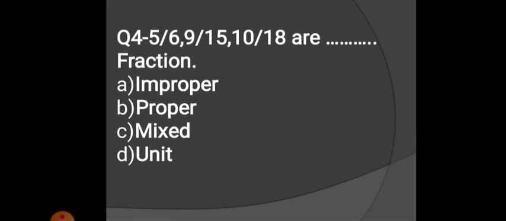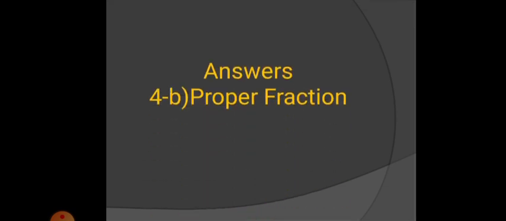Question number 4. 5 upon 6, 9 upon 15, 10 upon 18 are dash fractions. Means what type of fractions they are. Options are A improper, B proper, C mixed, D unit. Now you must tell what type of fractions these are examples of. If you want more time, pause the video and then solve this question. Then resume it and see the answer. Now the answer is option B proper fraction. Now let's move to another question.